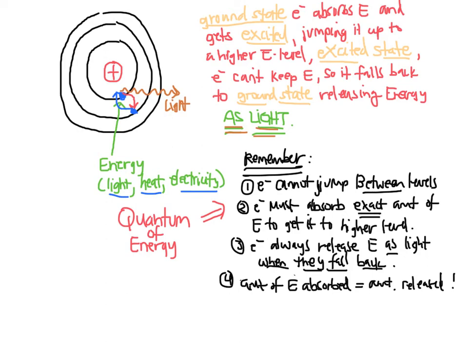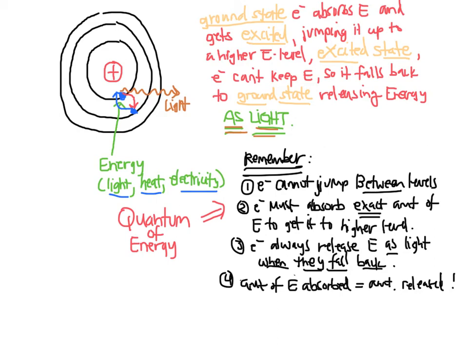And then the fourth thing you need to remember is that the amount of energy absorbed by an electron, so if they absorb 2 joules of energy, they will always release the exact same amount when they fall back to their ground state. It's just that they always release it as a form of light. They don't have to absorb it as light, but whatever it is that gets released, it's going to be some kind of light. Remember, light isn't always visible. There are a lot of kinds of light that are invisible.